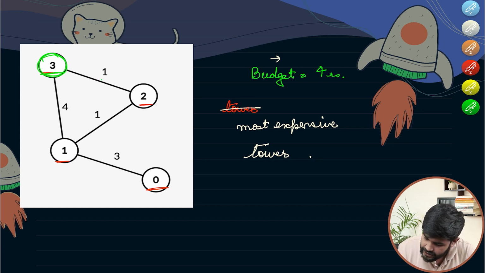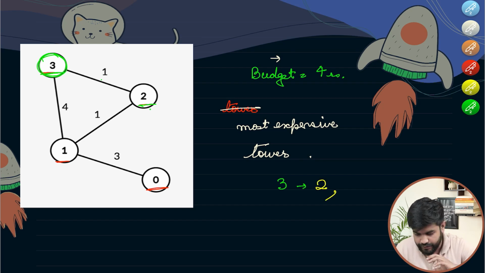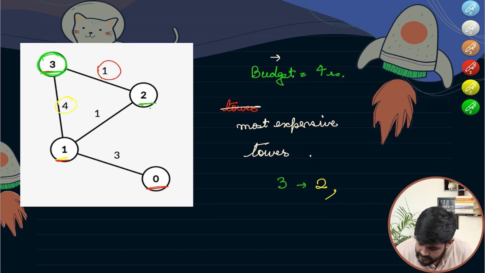So let's say this is to reach tower 2 from 3. I can visit tower 2 with a cost of 1, which is less than the budget, so I would just write it. I can visit 1 with the cost of 4, but there is a better alternative to this, that is the cost of 2. So from 3 I can visit 1 with a cost of 2 by taking this path. So now 2 and 1 is done. Now can I visit 0? By no means I can visit 0.